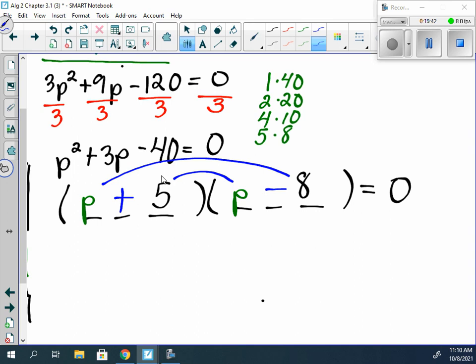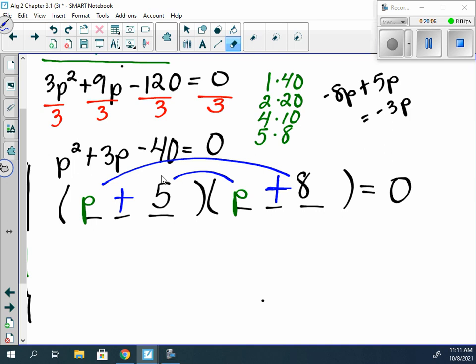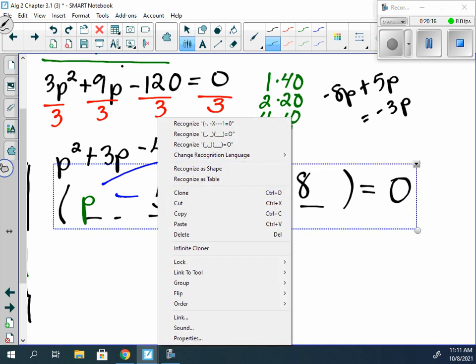And we can check it. P times negative 8 would be negative 8p. 5 times p is going to be plus 5p. And negative 8p plus 5p is going to be negative 3p. Did we get what we wanted? Almost. We just got the wrong signs. So the 8 needs to be positive, and the 5 needs to be negative. So this right here is the correct setup, p minus 5 times p plus 8.